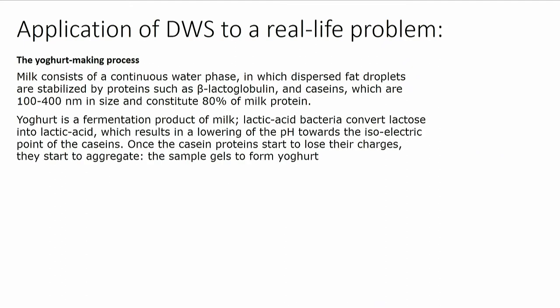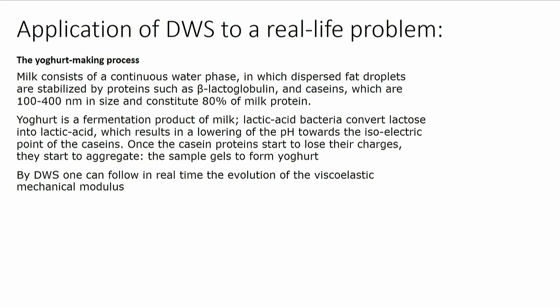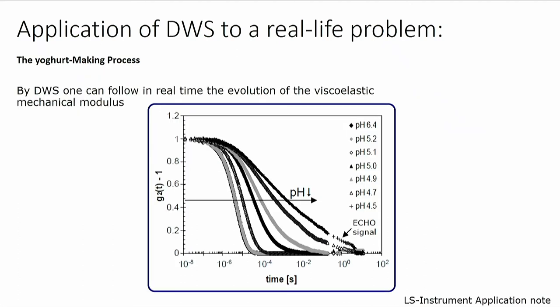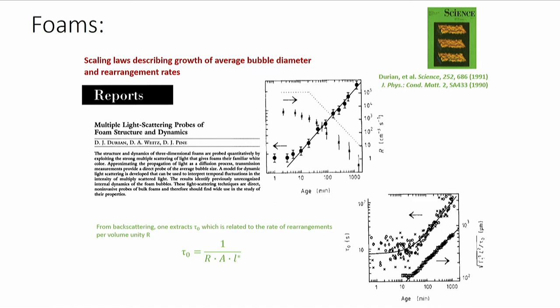Here is an example of application of this technique to a real-life problem, the making of yogurt. Yogurt is made out of milk by bacteria that eat sugar and produce acid. In the acid environment, the proteins go to their isoelectric point and become larger, and they form a gel structure. They engulf each other and form a gel structure. We can follow the formation of this gel by DWS as a function of the acidity. As the acidity increases, with pH going down, the correlation function gets slower and slower because the system is jamming. I don't think we can go into all these details.